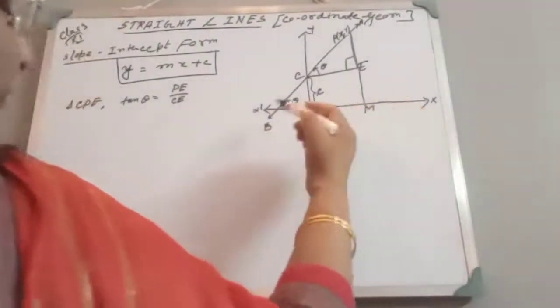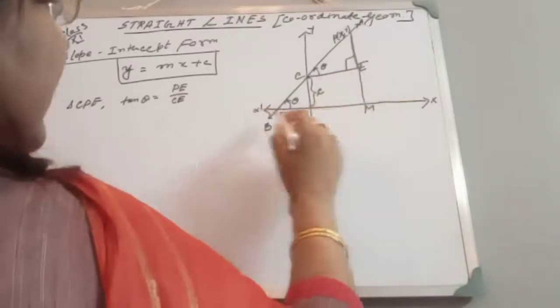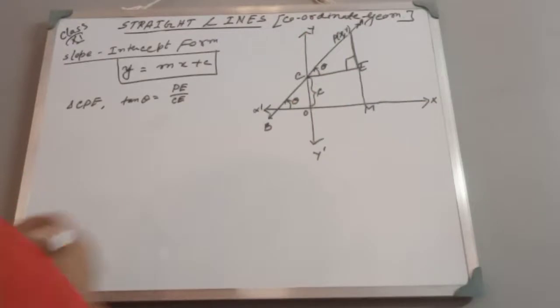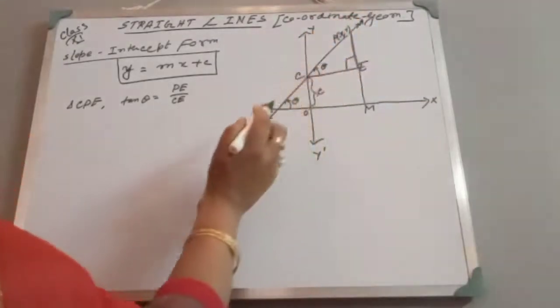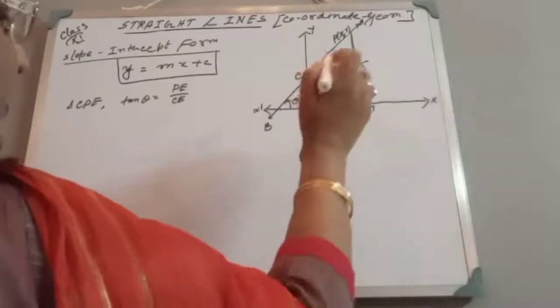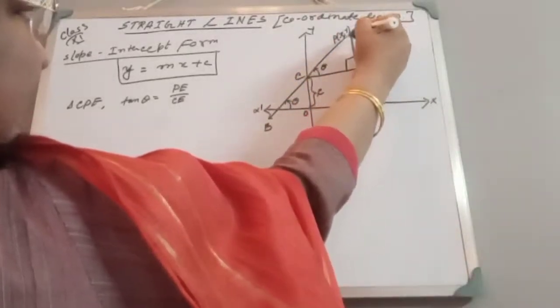Now, the same thing. In the previous video, I already drew this type of diagram. Again, I have drawn this. Now, X'OX and Y'OY are the two axes. And AB is a straight line which makes an angle theta to the positive direction of the x-axis. Let us take a point P with coordinates (x, y) on the line AB.